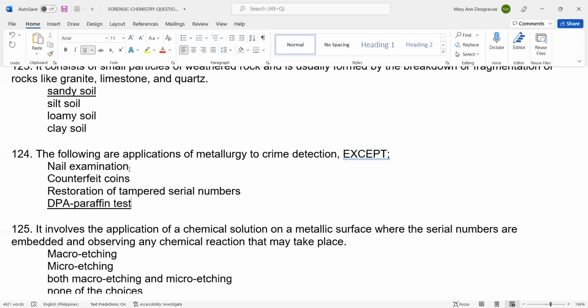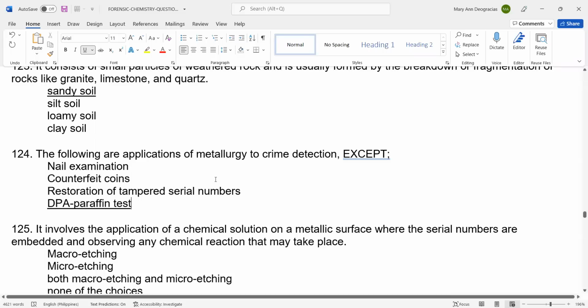Then we have counterfeit coins. Coins are made up of metals also. Then serial numbers are usually embossed on metals. Okay, so puro metals ang pinag-uusapan natin yan sa tatlo, except for the DPA paraffin test kasi what is to be determined here is the presence of nitrate residues. So hindi metallic residues ang pinag-uusapan yan.